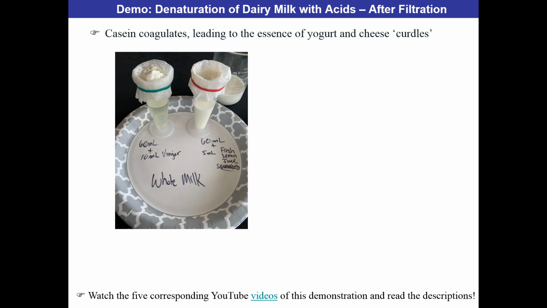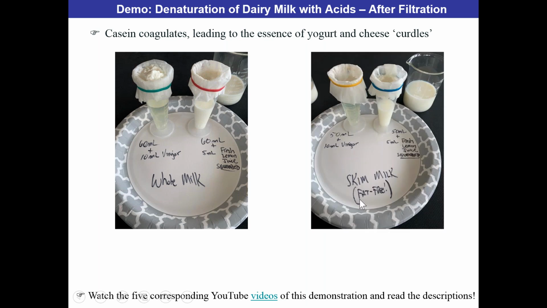Citric acid is going to be especially active with respect to the calcium phosphates, not so much with the casein globules. Whereas the vinegar, the carboxylic acid, acetic acid, is going to be especially adept at being able to interact with that casein and dehydrate it essentially. And in doing so, those clumps are more readily formed from the species. You can see that it's the same whether it's the whole milk or the skim milk.